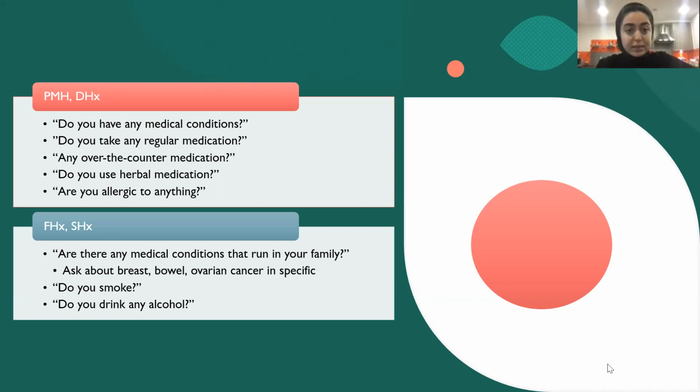Smoking, again, is an important risk factor in breast cancer, and it's always good to cover alcohol consumption as part of your social history. So now that you've asked all the relevant questions, you can summarize and at the end ask something like, have I missed anything, or is there anything else that you would like to tell me about your symptoms? And just see what the patient tells you.